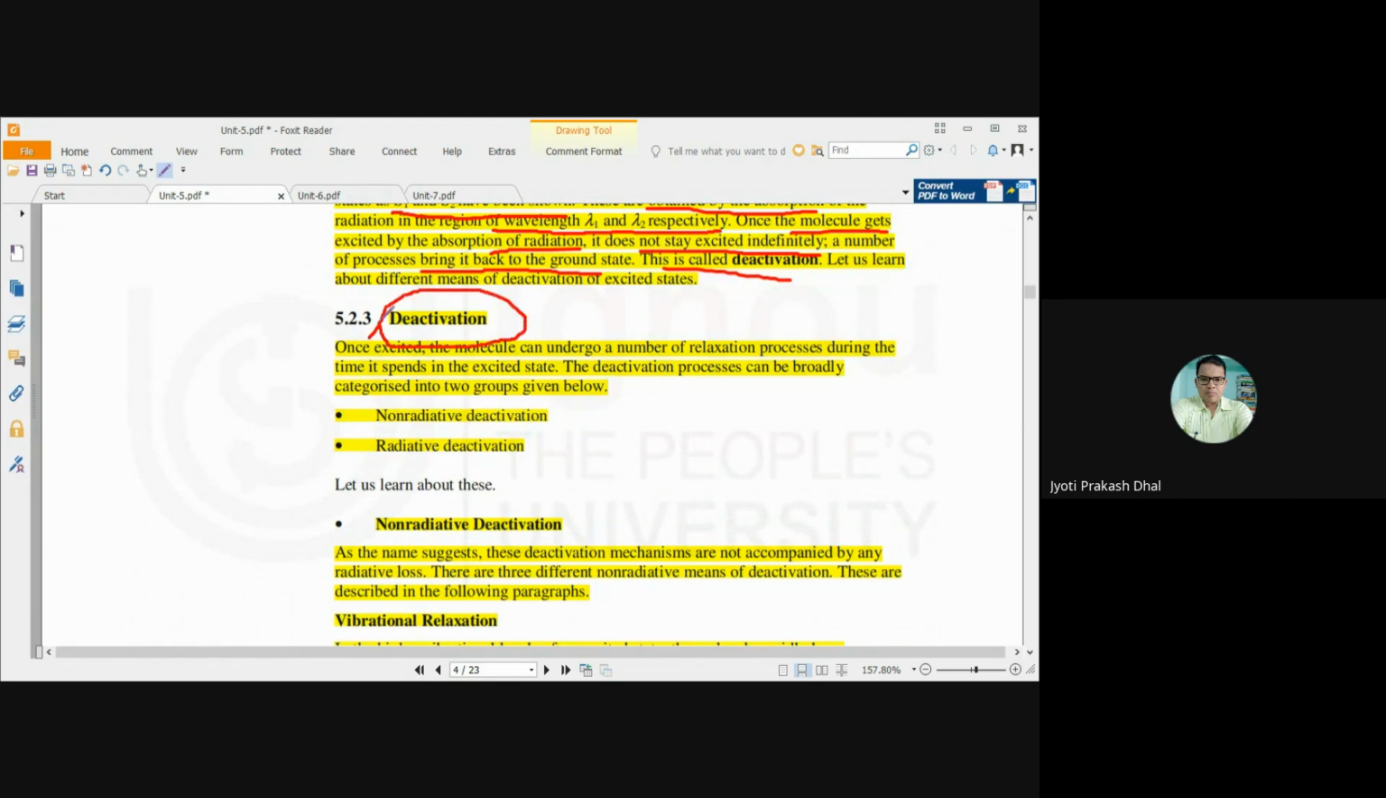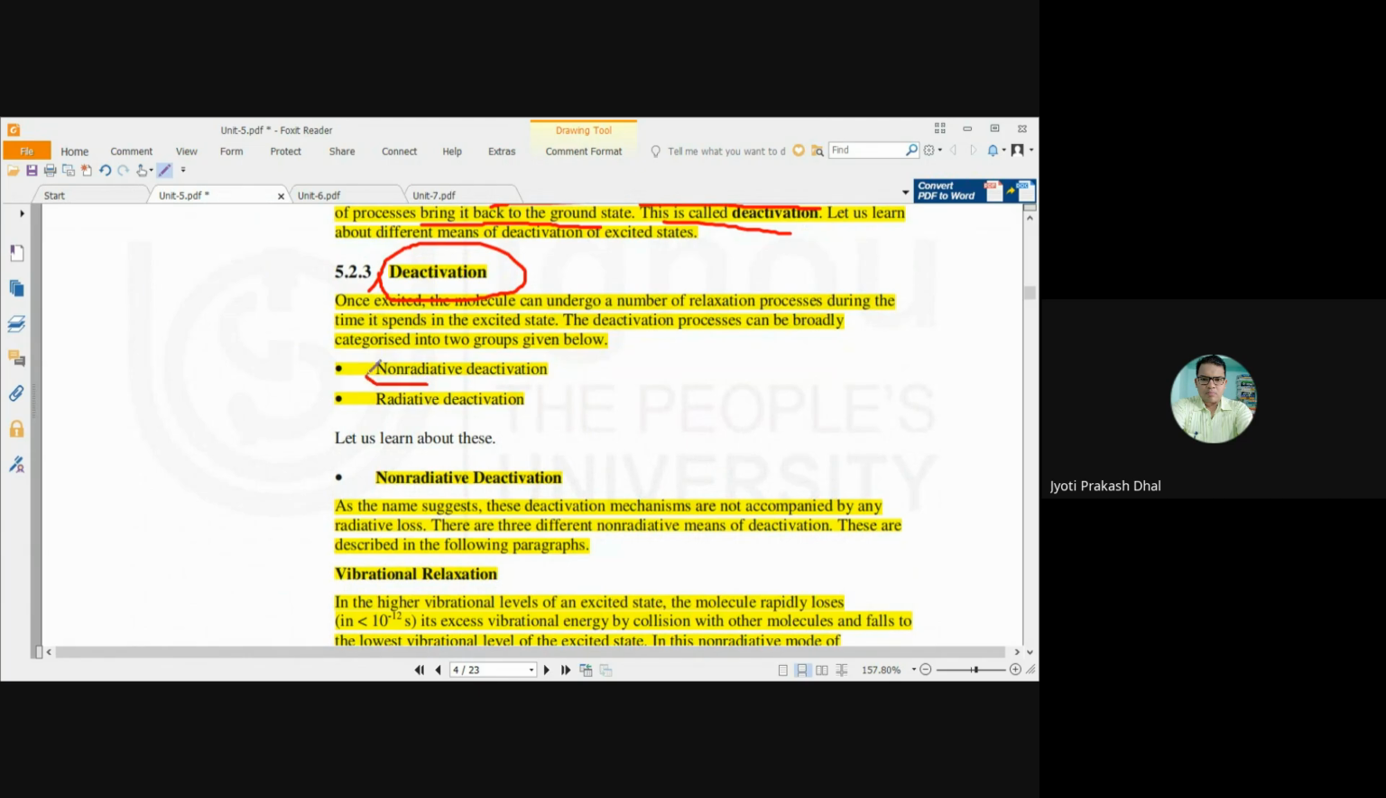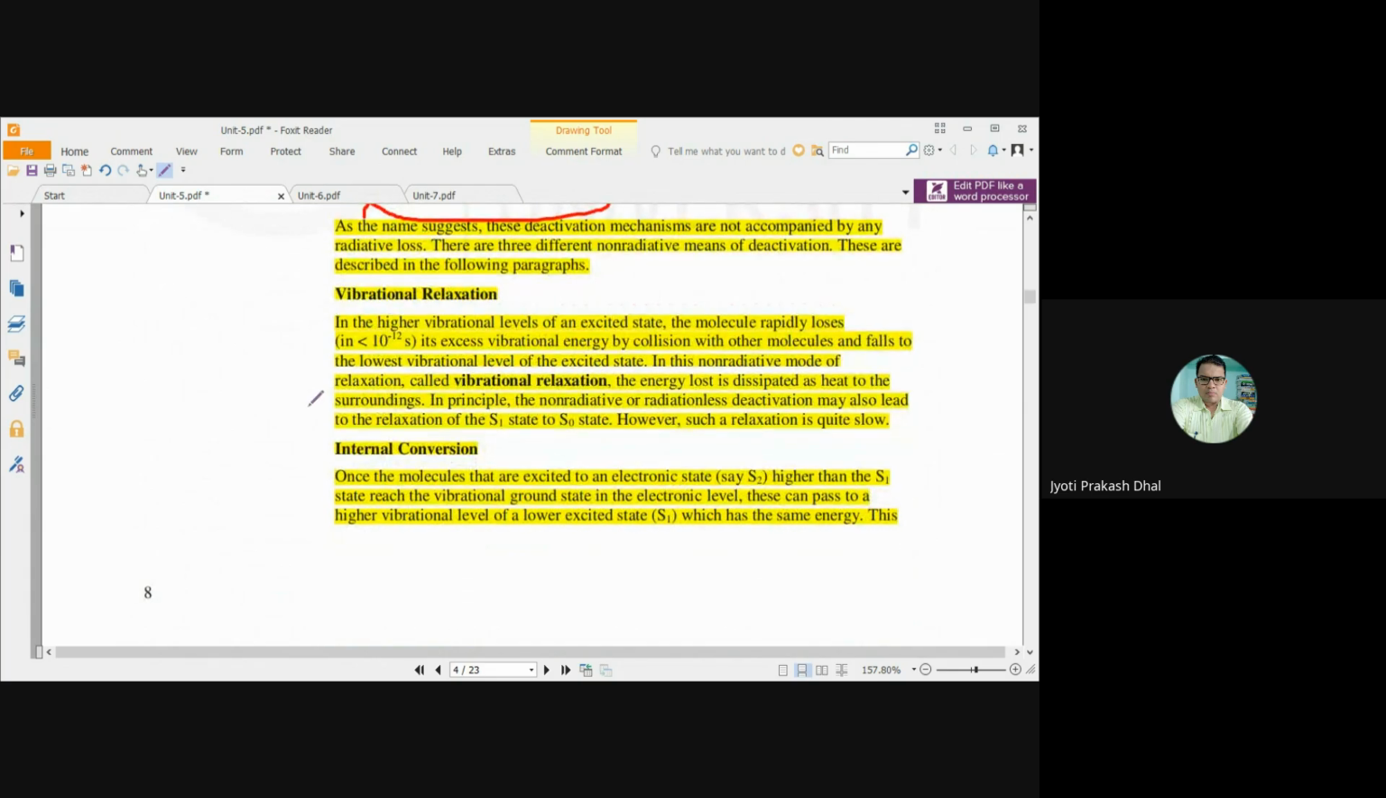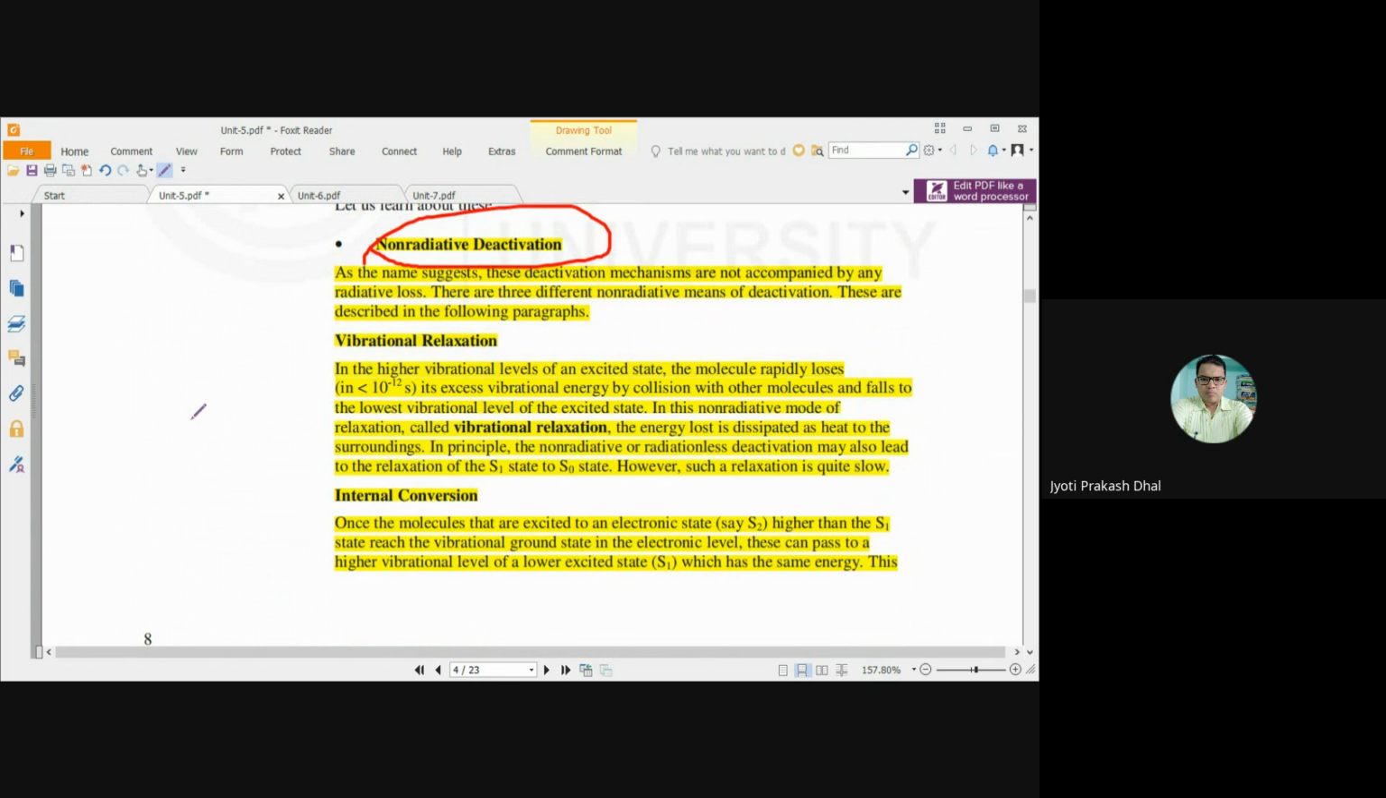So the deactivation takes place generally by two different processes. First one is non-radiative deactivation, and the second one is radiative deactivation. So first we will discuss non-radiative deactivation. During non-radiative deactivation, the electrons present in the molecule will come back to the ground state from the excited state by emitting heat, not by emitting light. That's why these processes are called non-radiative deactivation.